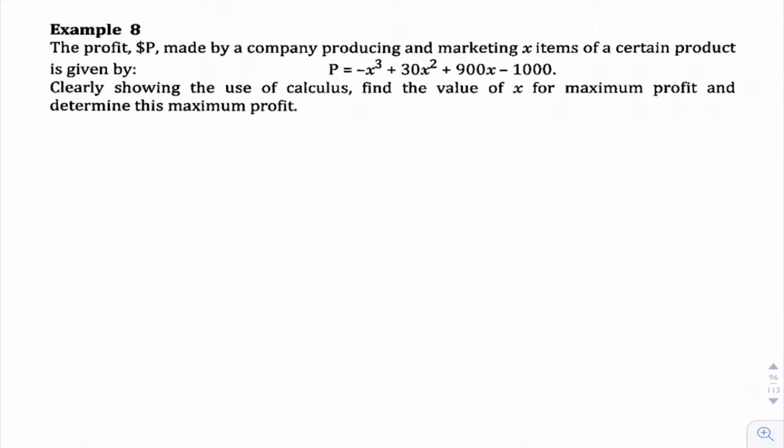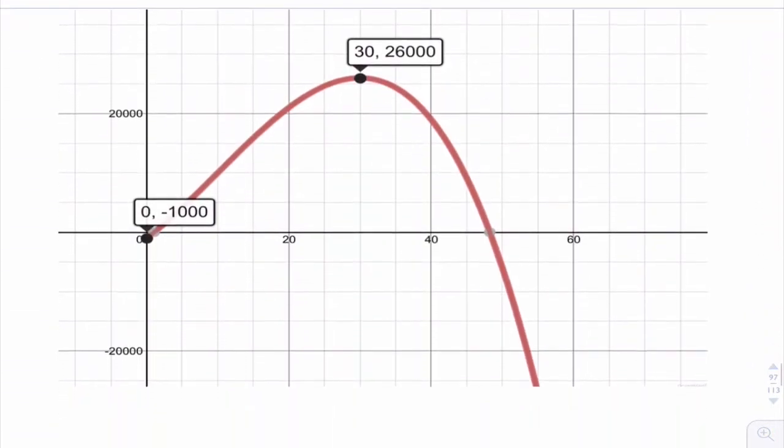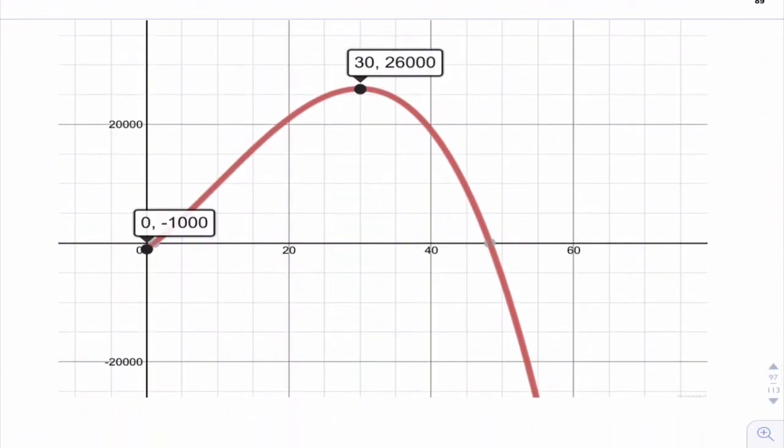So this is a cubic and I've drawn it, so here it is here. You can see the answer's already there. So we actually start off, when we produce no items, we've got a profit of negative 1,000. As we produce more items, and that might be some startup costs, as we produce more items, you can see the profit gets bigger and bigger until it reaches a peak, and then it goes down.